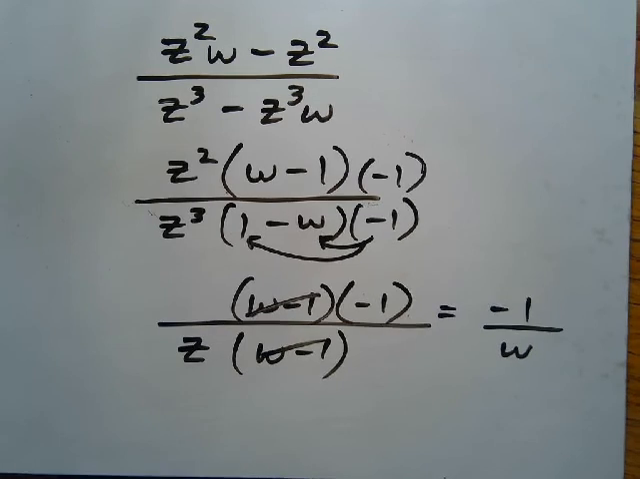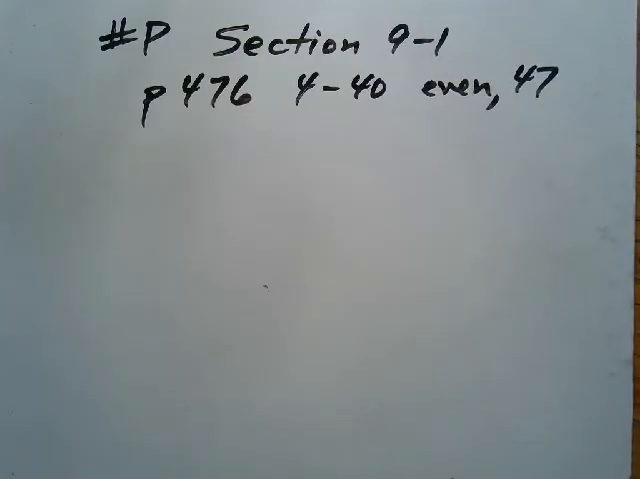All right, let's take a look at your homework for today. This is going to be the first assignment on Chapter 9. We're going to call this assignment P, Section 9-1, page 476, 4 through 40 even, and 47. If you get puzzled on any of these, you can try to do an odd one and check the odd answers in the back of your book.